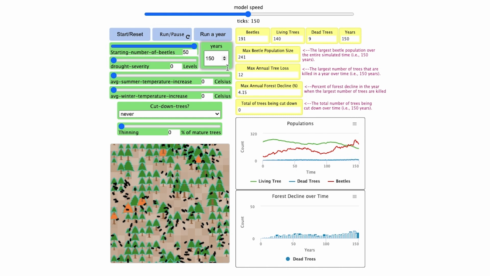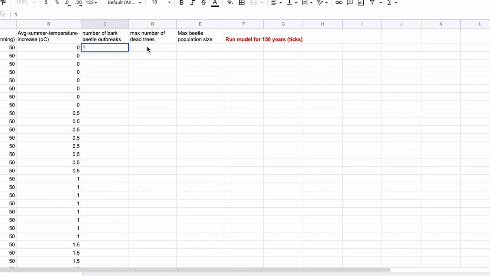In this trial, we can see the beetle population increases and the forest declines. According to the number of dead trees, we have 1 outbreak, where the max number of dead trees is 12 and the max beetle population size is 241. Let's record the data.